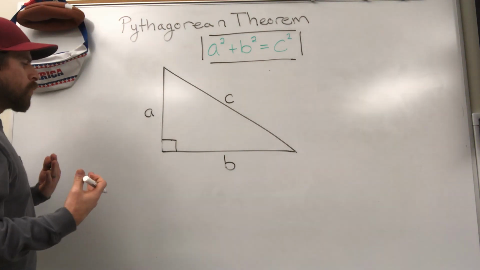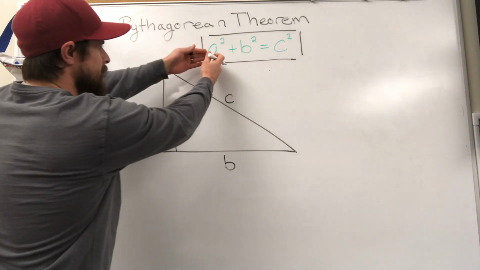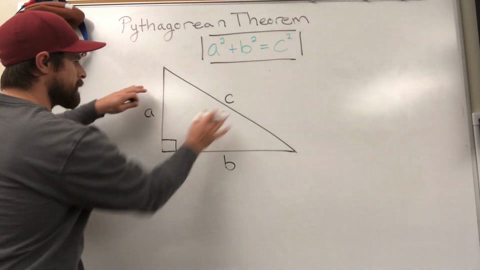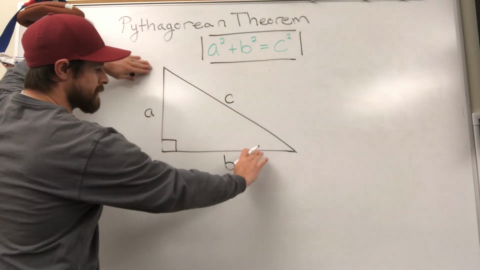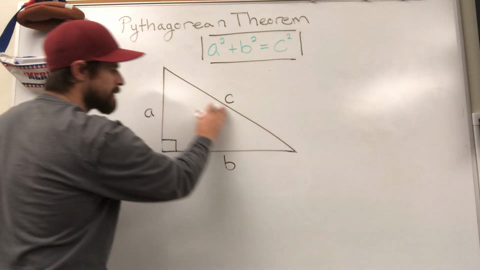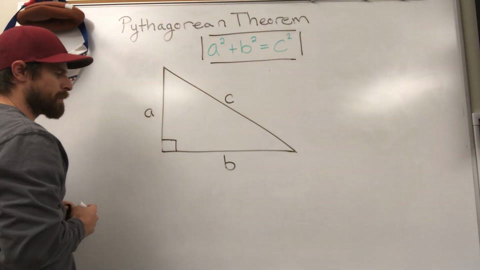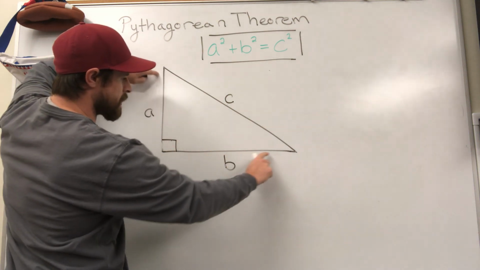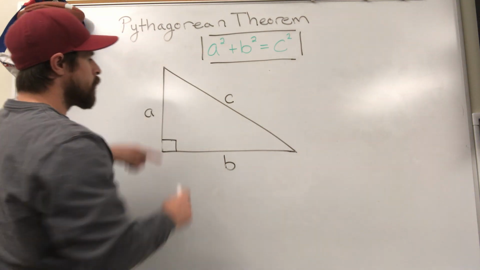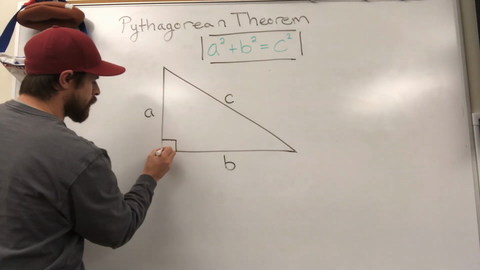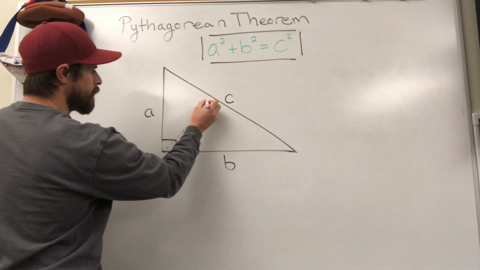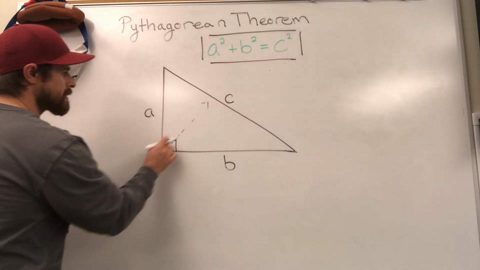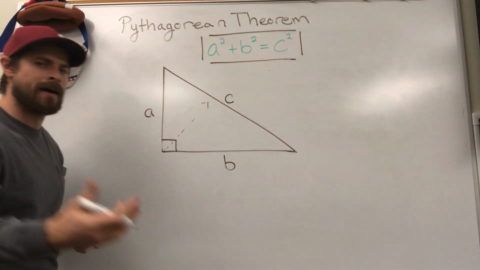Now, what this theorem, a squared plus b squared equals c squared, helps us to find is one of the missing sides. Sometimes we'll need to find a missing leg, while other times we'll need to find a missing hypotenuse. If you're not sure what I meant by that, these two sides that make up the right angle, we call those the legs, while this side opposite of the right angle, that is the longest side of the triangle, always the longest side. That is what we call the hypotenuse.